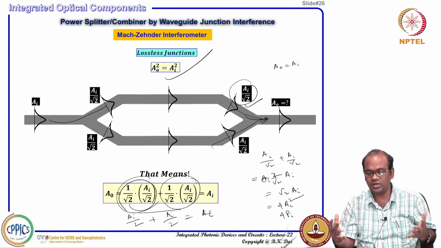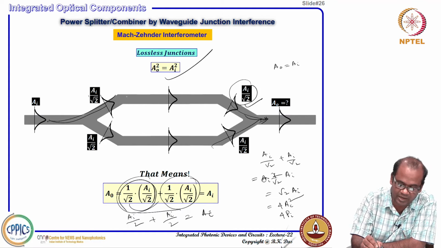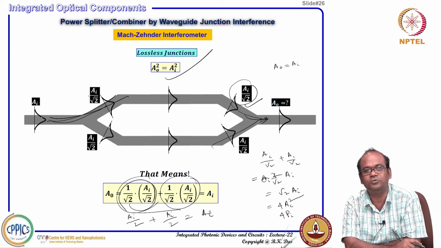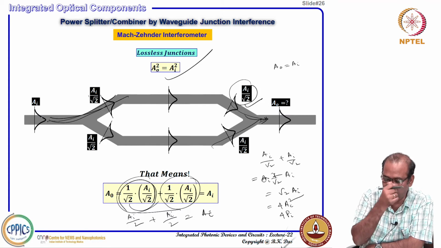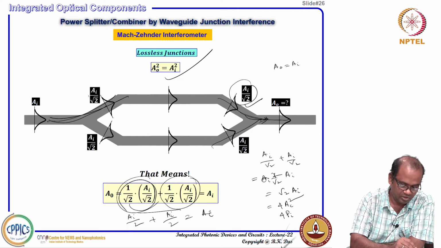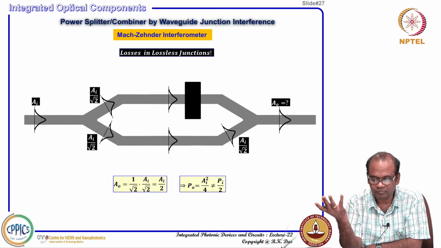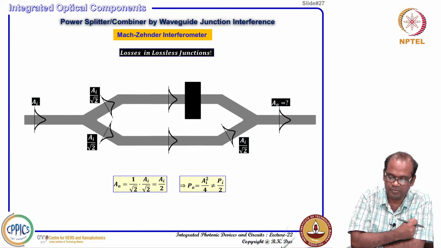that should be equal to AI. So, if it is a lossless case, at any junction from here to here it is 1 by √2, and from here to here also 1 by √2. The reverse way also is 1 by √2; that is actually what is happening. Now think of a more interesting thing: this is a Mach-Zehnder interferometer.